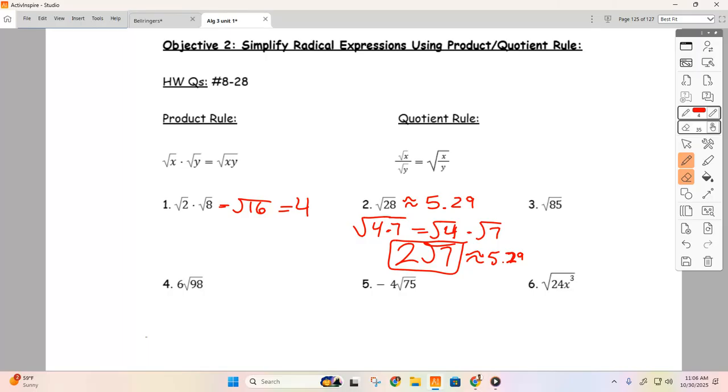All right, let's look at the next one. Look at my perfect squares. 4 doesn't go into 85. 9 doesn't go into 85. Does 16 go into 85? Nah. Does 25? What about 36 or 49? None of them will go. So this one cannot be simplified.